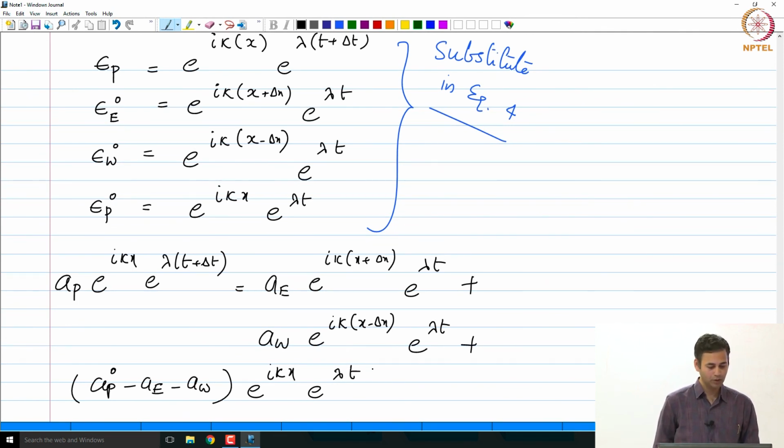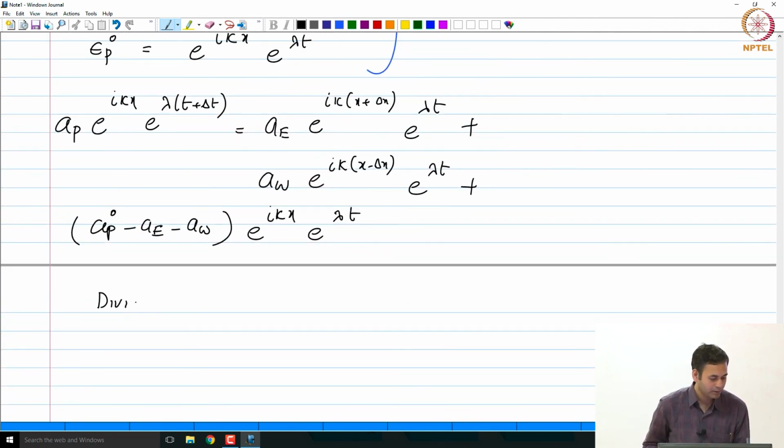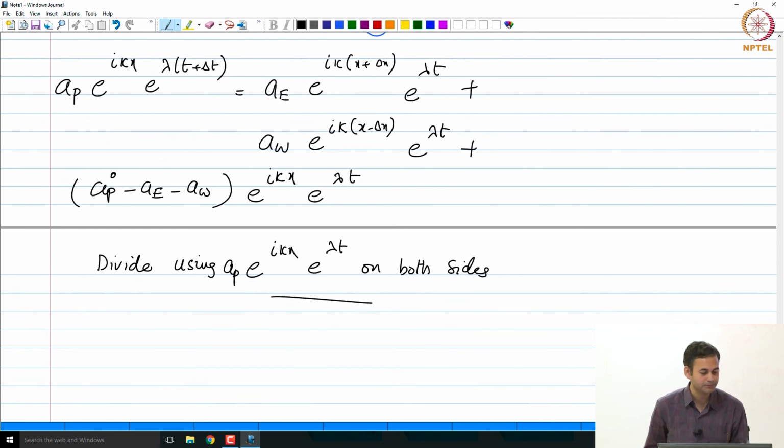Okay. Now, what do we see? We see that e to the power I k x e to the power lambda t is common in all the terms. So, we can cancel it and also divide everything with A p on both sides. Okay. So, essentially divide using e to the power I k x e to the power lambda t times A p on both sides. Okay. So, if I do this, what will remain on the left hand side?